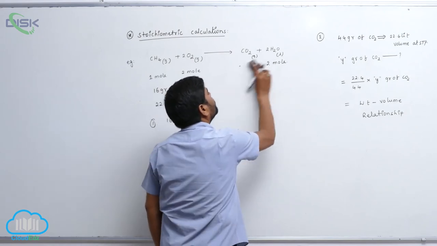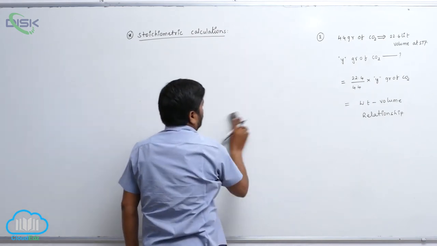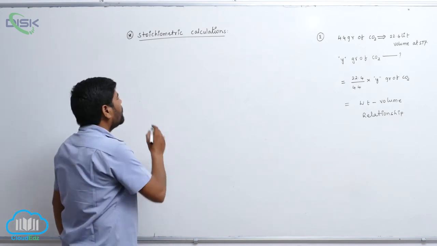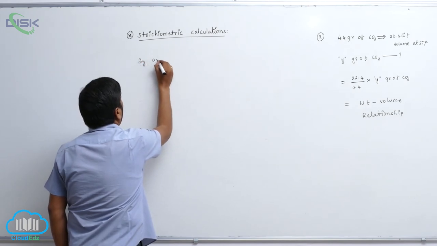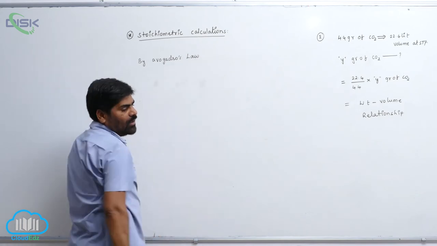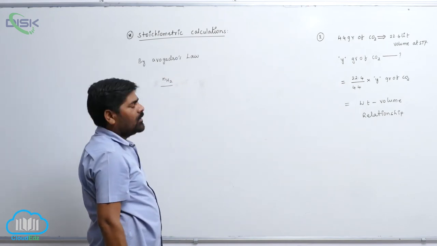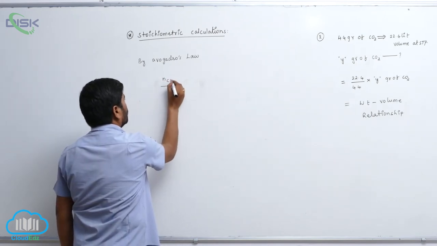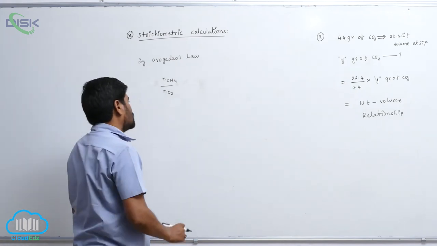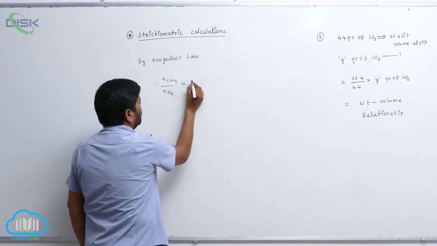Then third case, according to Avogadro's law, the number of moles of methane by the number of moles of O2, the number of moles of this one by this, so therefore this equals which one? Assume that one.